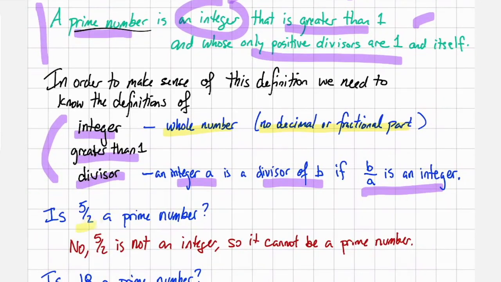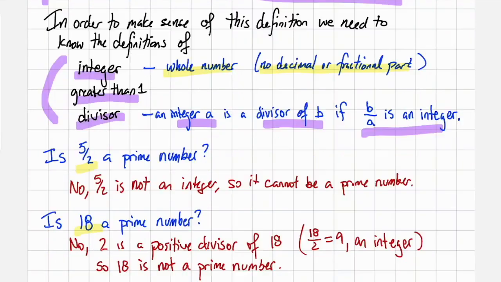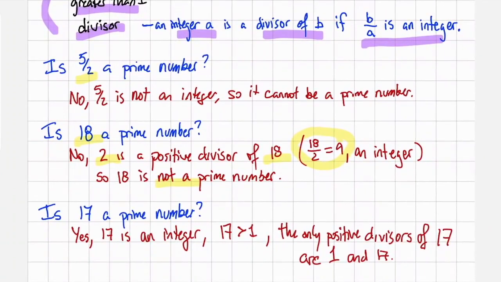Is 5/2 a prime number? Well, a prime number has to be an integer. 5/2 is not an integer, so it cannot be a prime number. Is 18 a prime number? 2 is a positive divisor of 18, because if we take 18 and divide by 2, we get an integer. So 18 is not a prime number. Is 17 a prime number? Well, yes, 17 is an integer, and 17 is greater than 1, and the only positive divisors of 17 are 1 and 17, so ding, ding, ding, ding, 17 is a prime number.